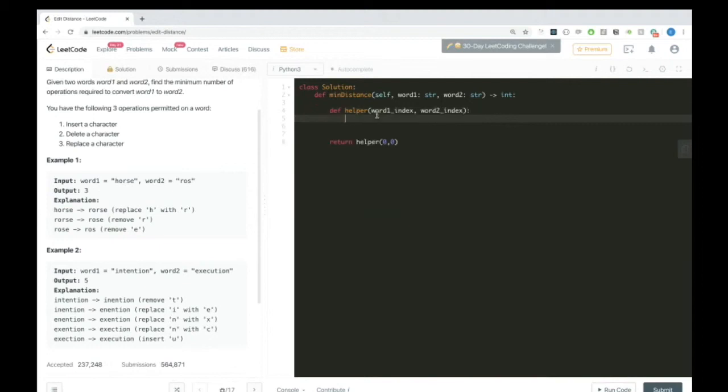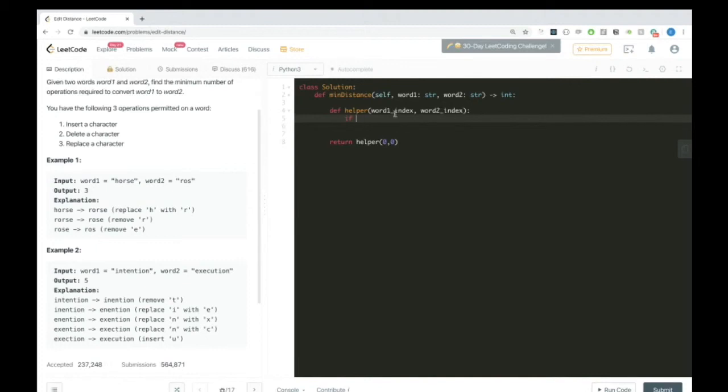And now that we have both our indexes, when we're calling this helper function, we're starting at index 0. When it comes to a recursive solution, we always want to start with the base case. So we start with X, which would be word1 underscore index, and Y would be word2 underscore index. So I'll refer to them as X and Y.